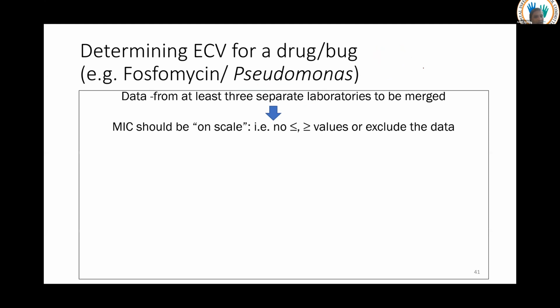MIC is the lowest concentration which will inhibit the organism from growing. So please remember, there should not be any off-scale value, like the lab should not tell that the MIC is less than or equal to 1. The lab should do enough dilutions to say that the MIC is 0.25. And they should not say that the MIC is more than or equal to 8. They should do enough dilutions to say that the MIC is 256. So on-scale value means the exact MIC value the lab should be able to inform you.